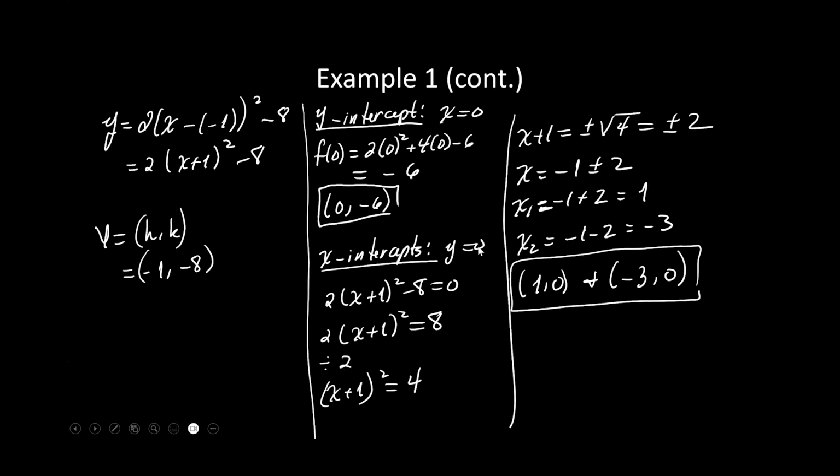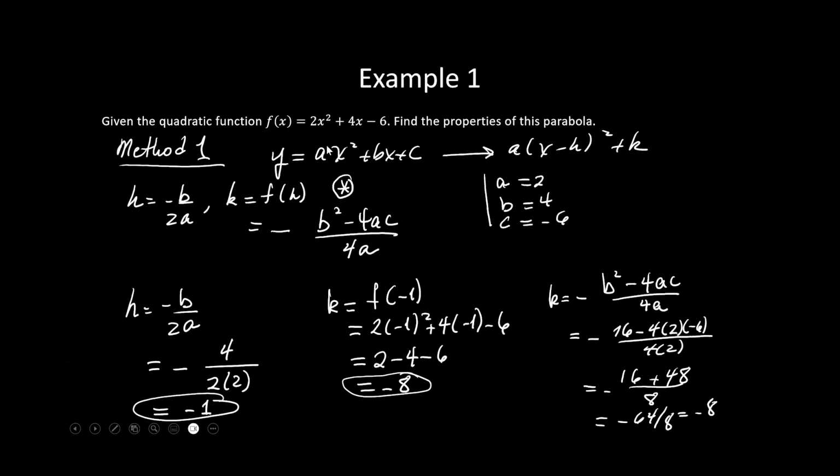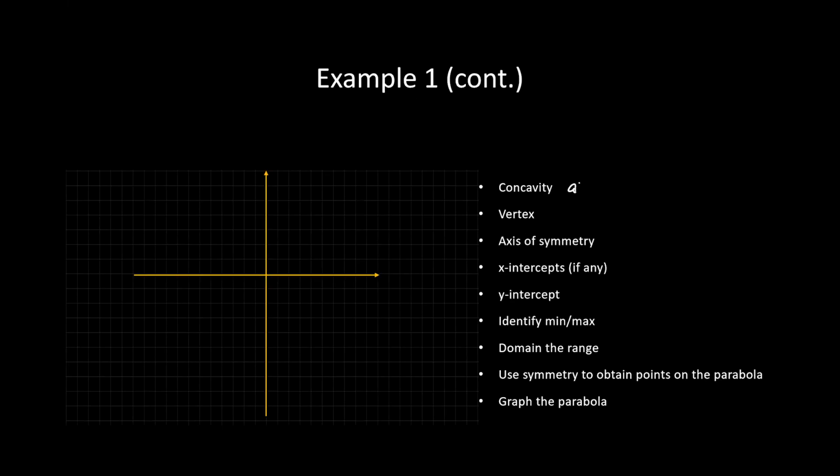Concavity. A is positive. So here A is greater than 0, or let's be specific, A equals 2, which is greater than 0. Then the parabola opens up. So it's concave up. Okay? The vertex, we computed it's (negative 1, negative 8). Let's draw it. So this is negative 1. 1, 2, 3, 4, 5, 6, 7, 8, right here. So this is (negative 1, negative 8). Okay.